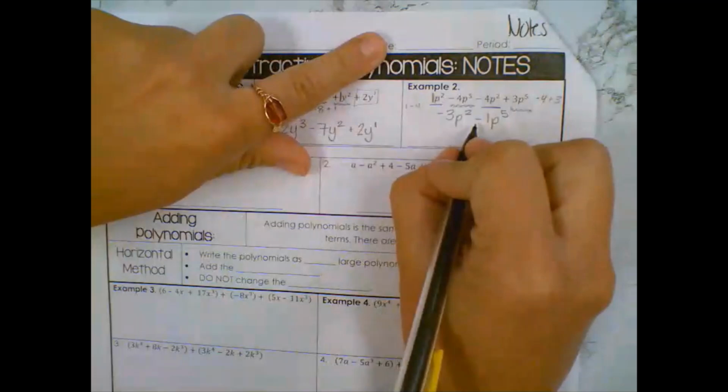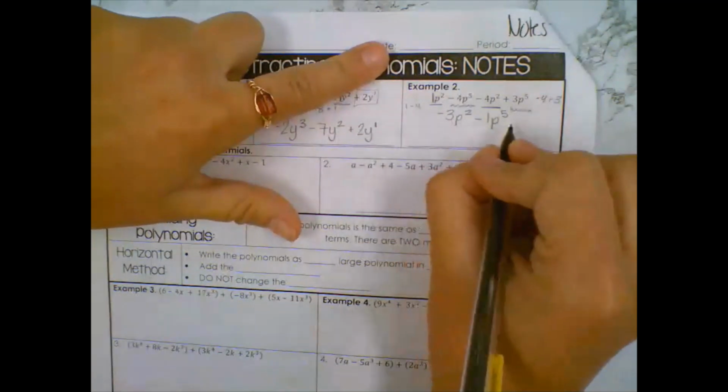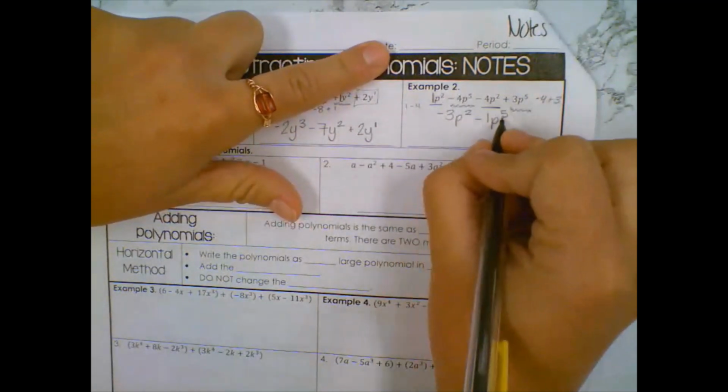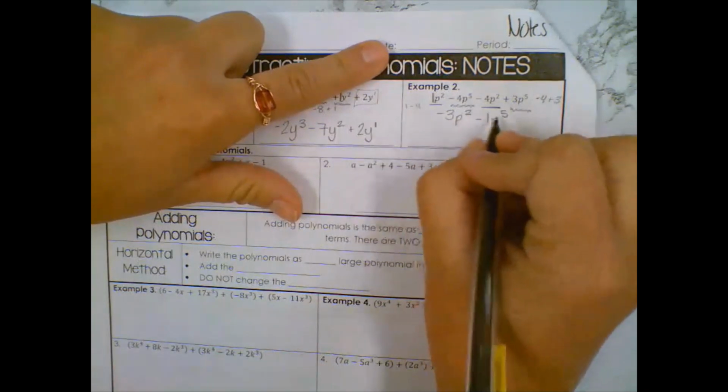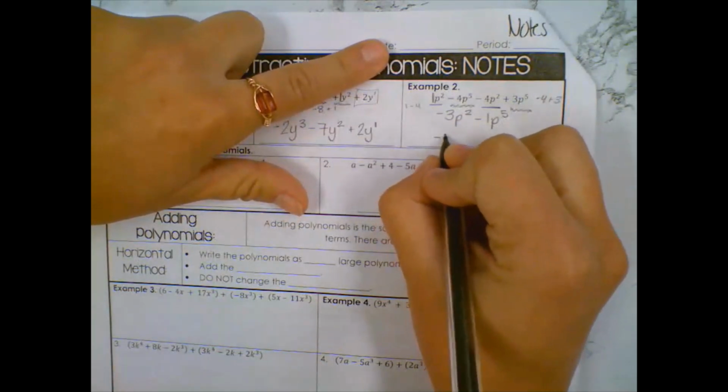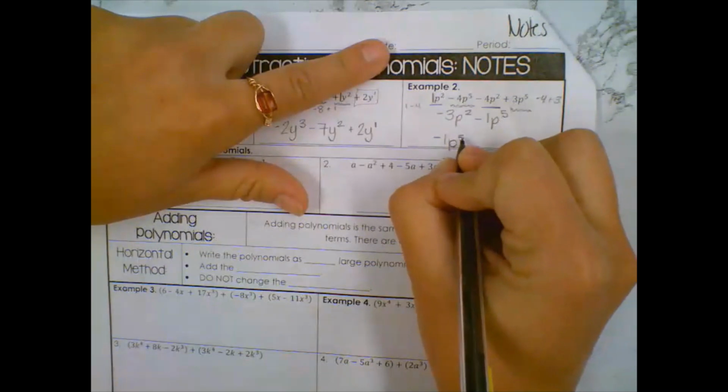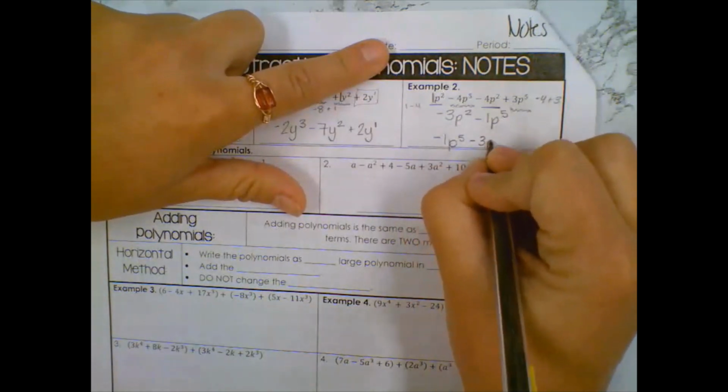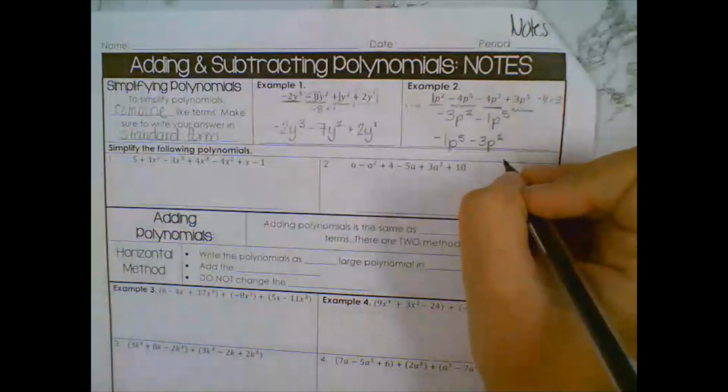Now, I've combined like terms, but this is not in standard form. Standard form is largest exponent to the smallest, so I have to rewrite this. So that -1p to the 5th is going to come out in front, minus 3p squared is going next.